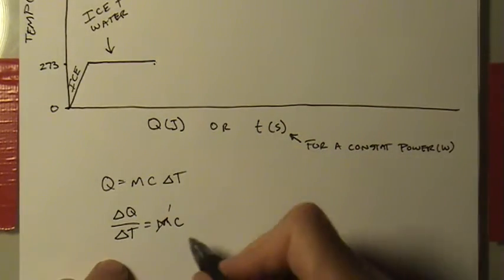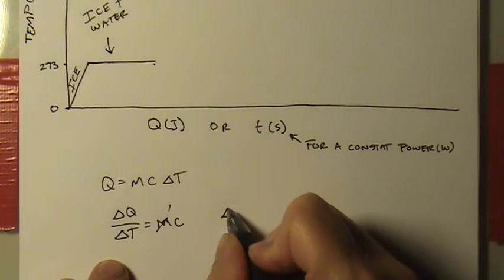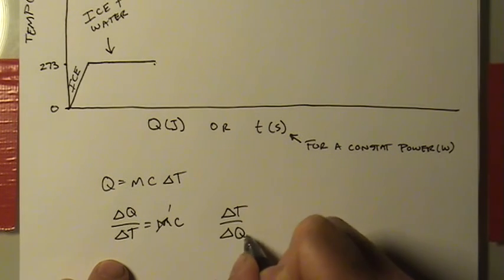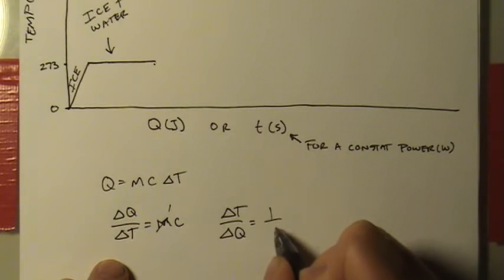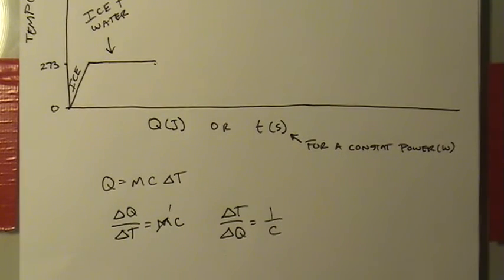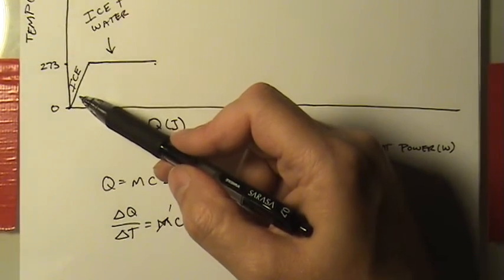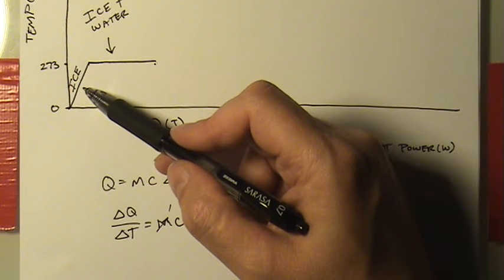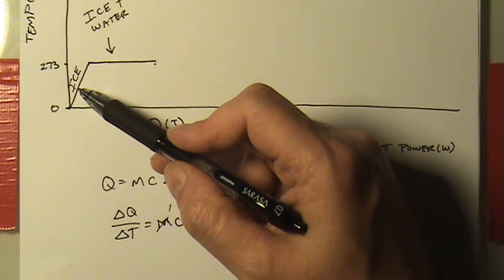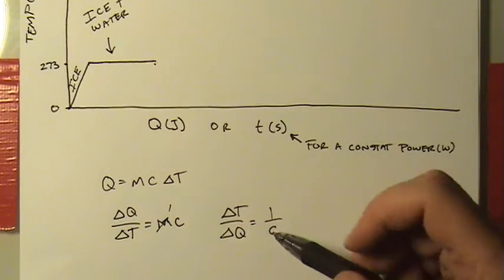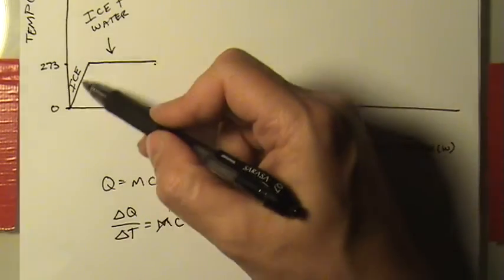So as a result, if you imagine flipping these things, delta T over delta Q would be equal to not C, but 1 over C. So the slope on this graph is the inverse of the specific heat capacity. So when the specific heat capacity is very small, I get a very steep line. When this number is small, this line will be very steep.